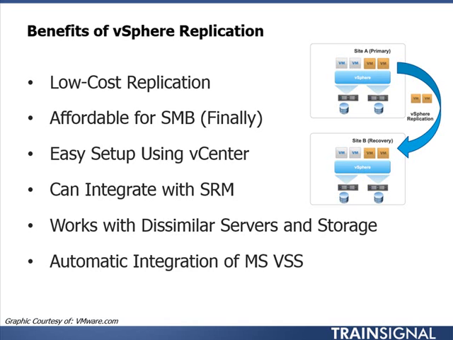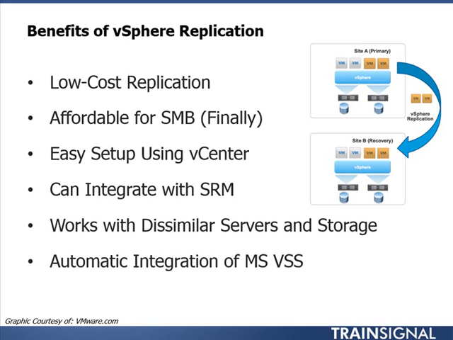vSphere Replication is easy to set up and integrates with VMware vCenter. It can also integrate with VMware's Site Recovery Manager, which you could choose to use at a later date, even if you start using vSphere Replication now. vSphere Replication works with dissimilar servers and storage. So that means that, let's say, in your primary data center, you have one brand of servers and a more expensive storage area network. At your disaster recovery data center or your secondary data center, you have some low-end servers and maybe some virtual storage or just some local storage. vSphere Replication can replicate your virtual machines from those dissimilar servers and storage arrays found at your primary and secondary data centers.